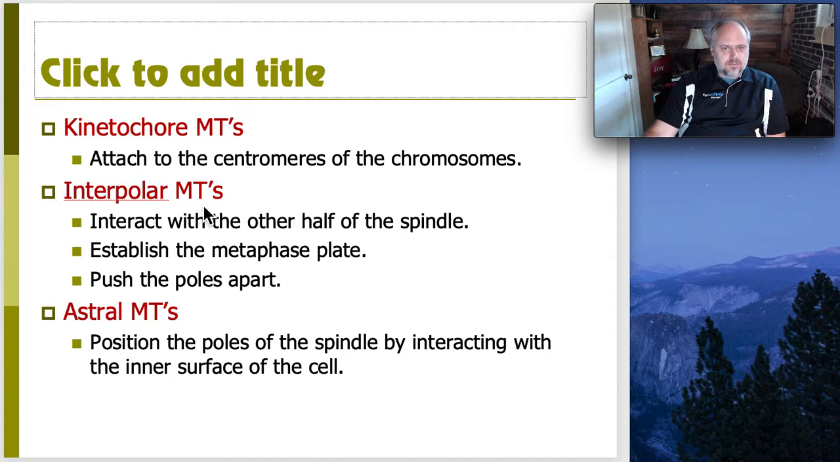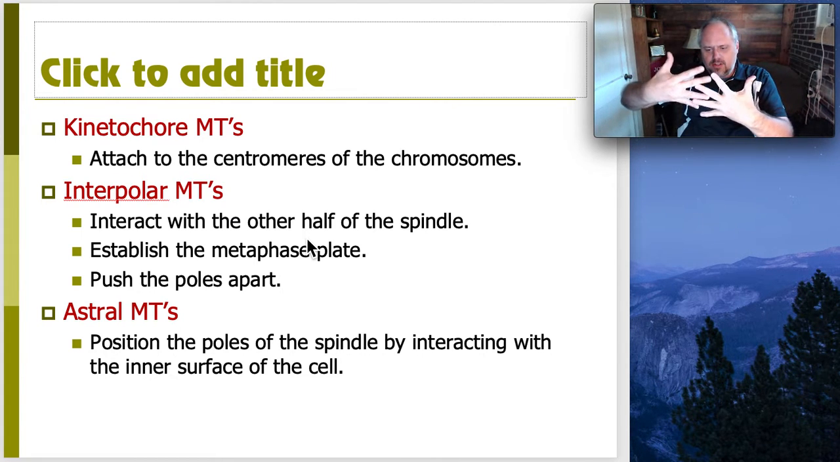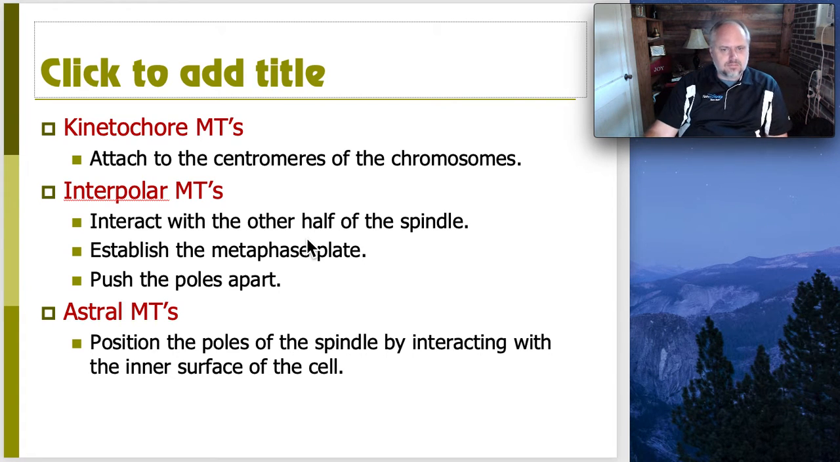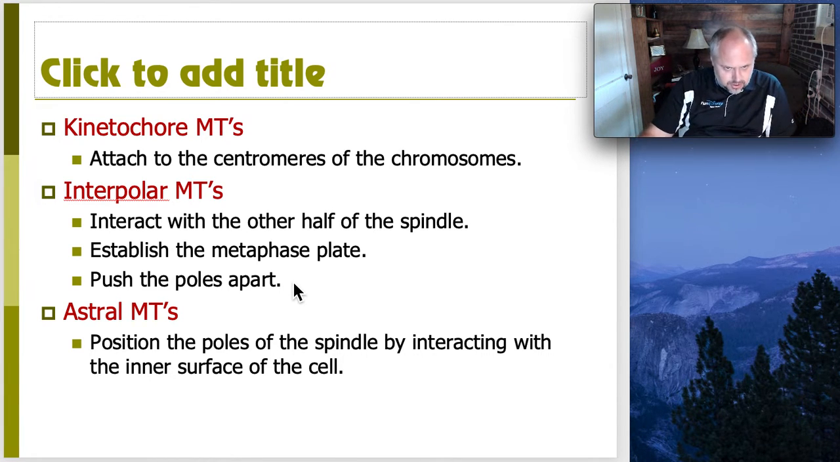We have what are called the interpolar. These are the ones that are pushing on each other and are interacting with each other's, the microtubules on the other side. And this is actually going to take place through some of those motor proteins. Remember how you kind of walk along things? So if one is walking along another, then what it does is it helps those get pushed apart. So once they've pushed apart and are at opposite ends of the cell, of course the midpoint is then established, and this is where our metaphase events will take place.